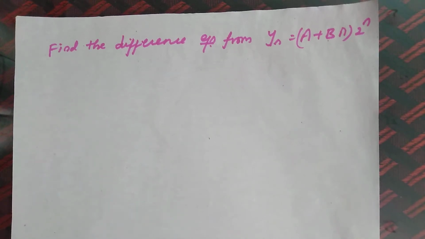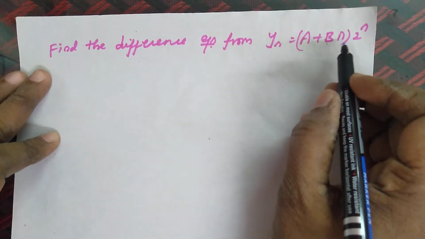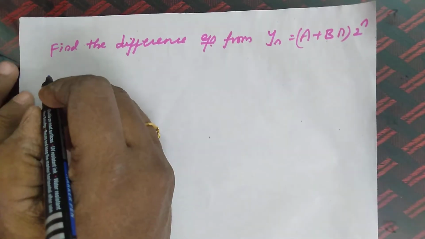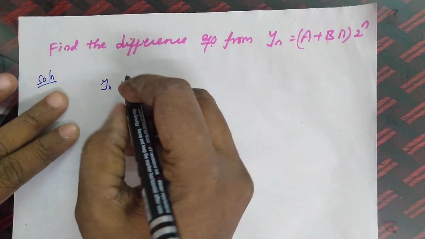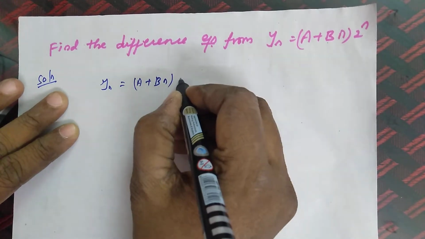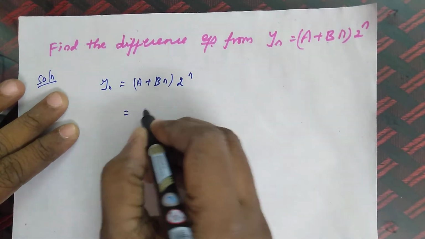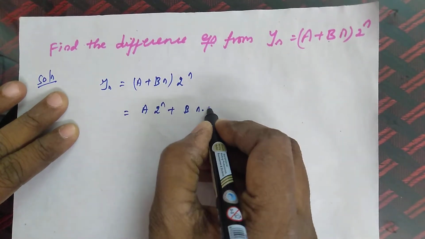Today we are going to see a problem under formation of difference equation. Look at the question. Form the difference equation from y suffix n equal to a plus b n into 2 power n. So the solution is, we'll write the given equation first. Yn equal to a plus b n into 2 power n. Now we multiply this: a into 2 power n plus b n into 2 power n.